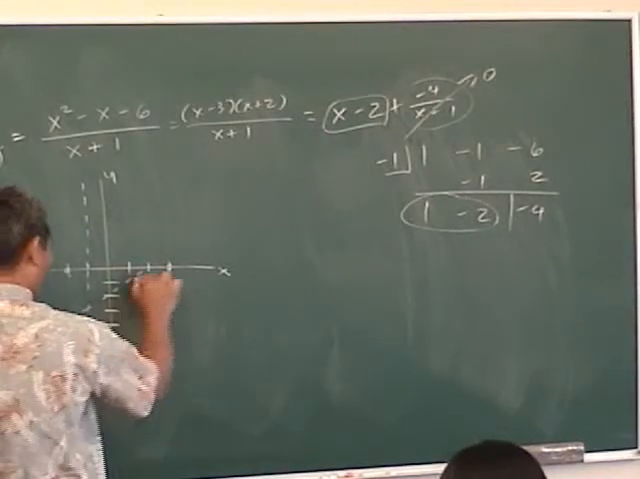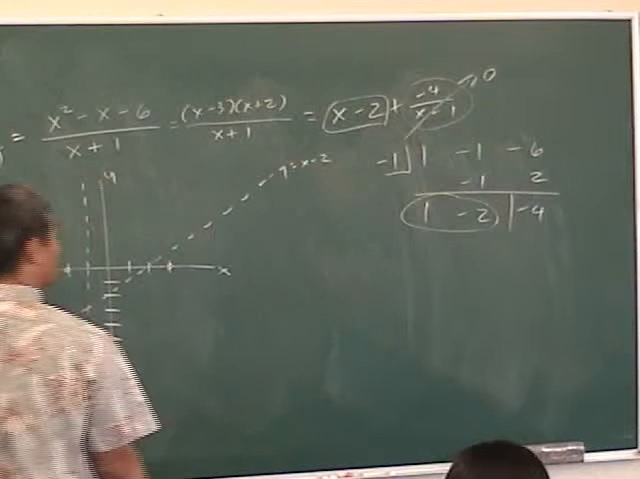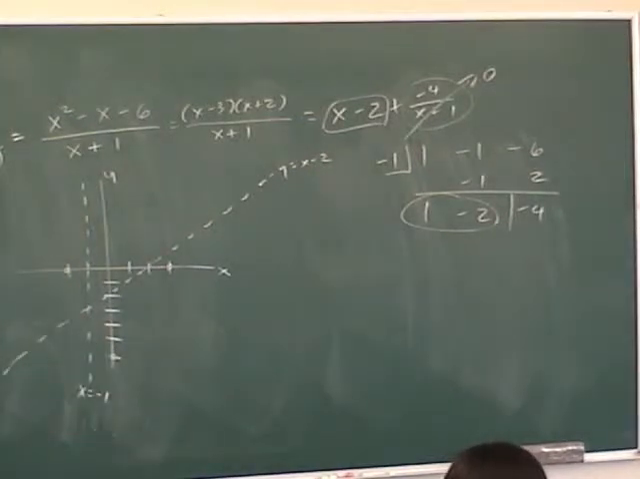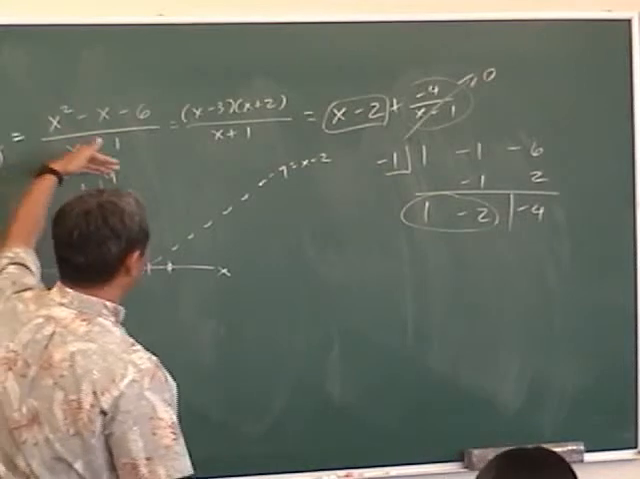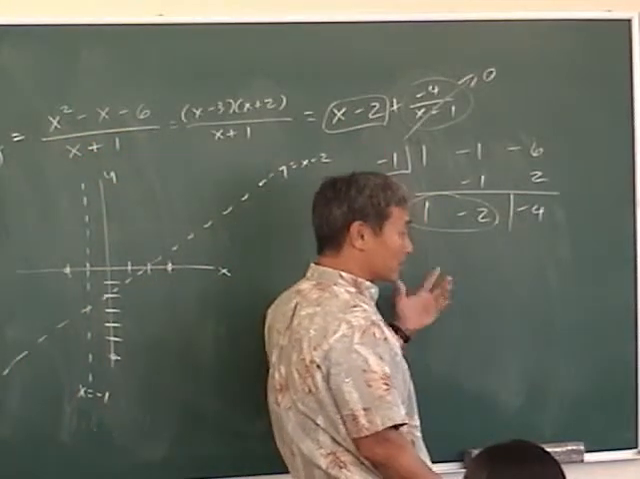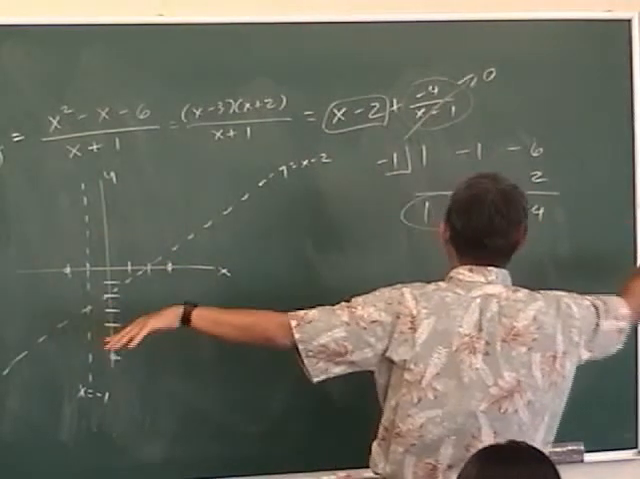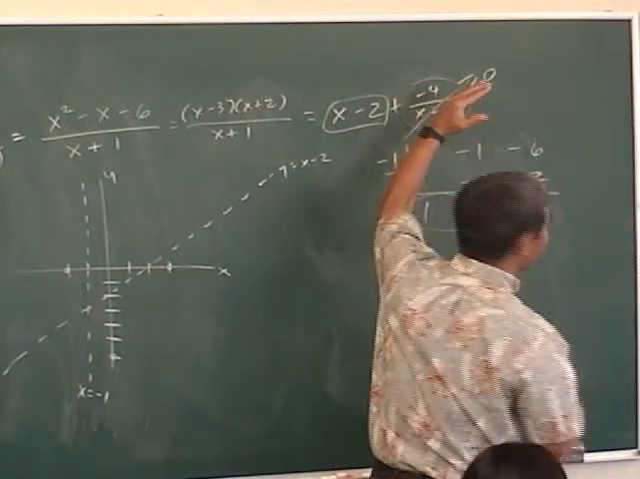y equals x minus 2. You get a slant asymptote. So to get your slant asymptote, you divide, and you just look at the quotient. So y equals the quotient is the slant asymptote. That's because as x approaches infinity or negative infinity, this part here gets closer to 0.